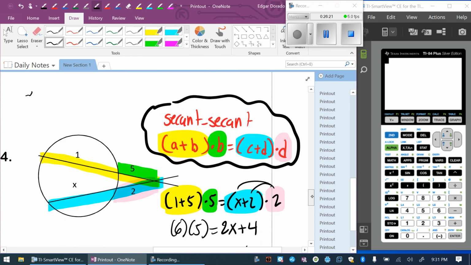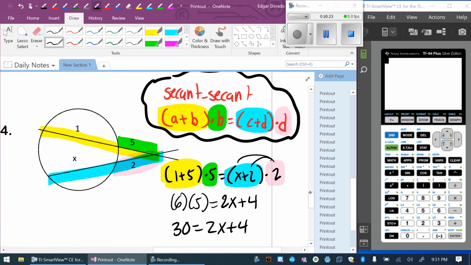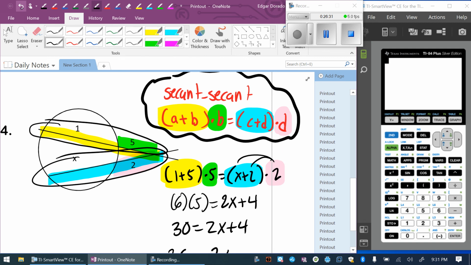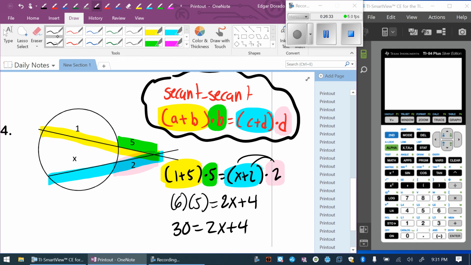All right. This next one is a little bit more involved, but in this scenario, guys, we have 2 secants. Here's secant number 1, and here's secant number 2. Now, just in case anyone's wondering, Mr. Dorado, how did you know this was a secant? How did I know both of them were secants? Well, guys, look. Each of these long segments hits the circle twice, guys.